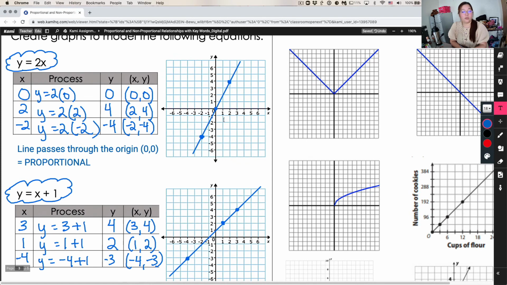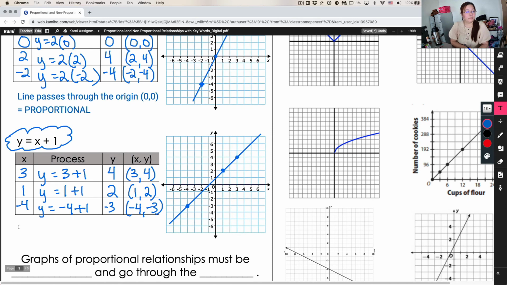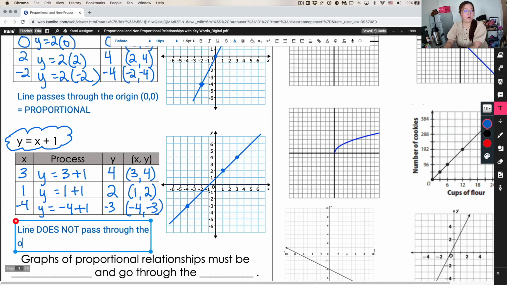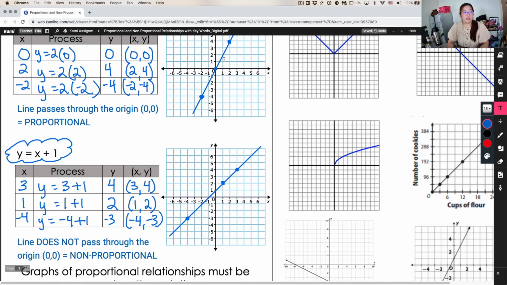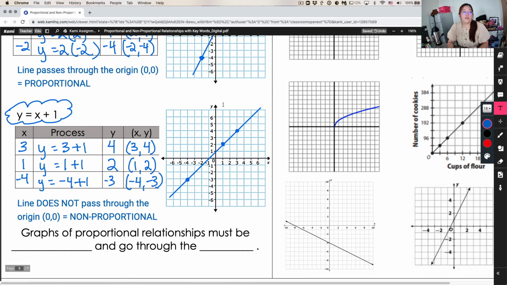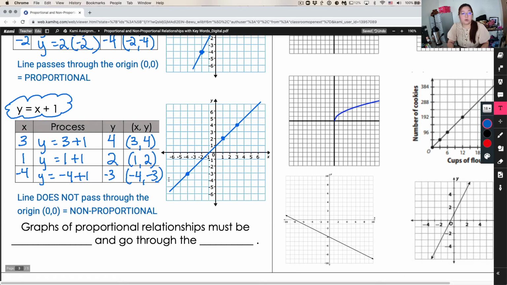So this line passes through the origin, therefore it is proportional. The second one, the line does not pass through the origin, it is non-proportional. So when you're looking at a graph, that's what you're looking at. Does it go through the center? If it goes through the center, it is proportional. So the center being this little point, 0, 0. When x is 0 and when y is 0, that's the origin right there. If it does not pass through the center, does not pass through the origin, it is non-proportional.